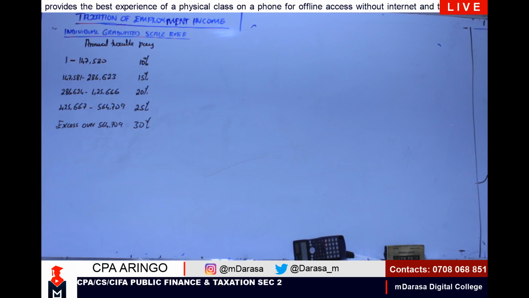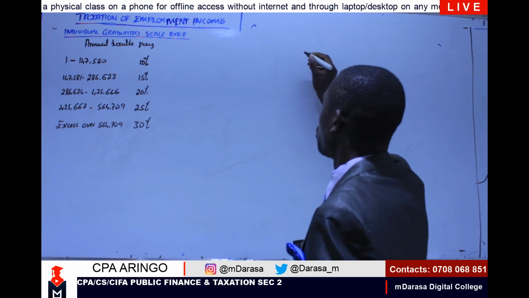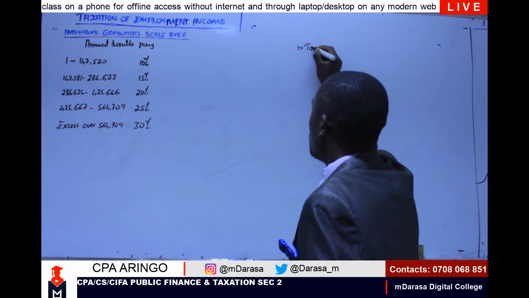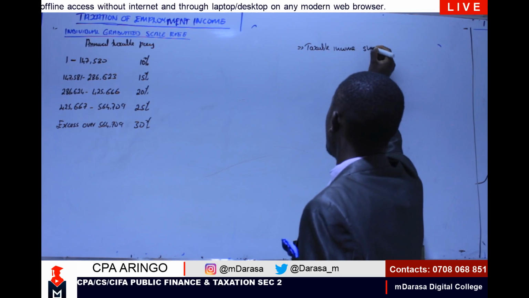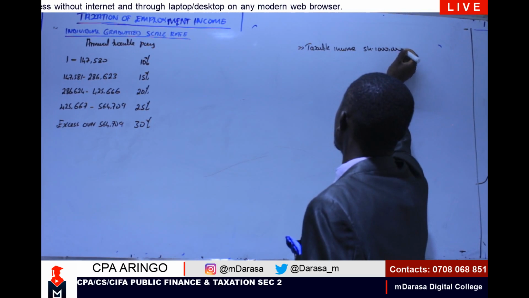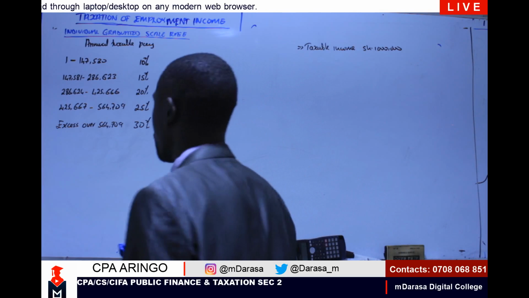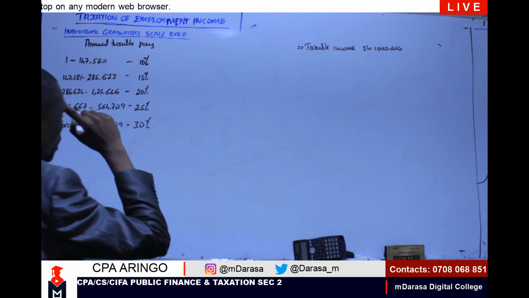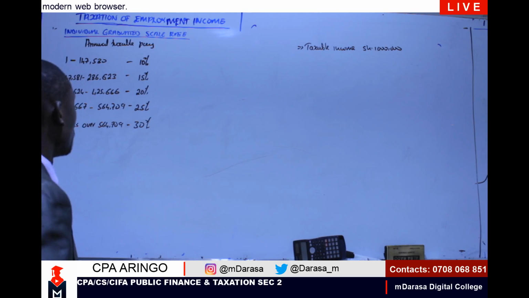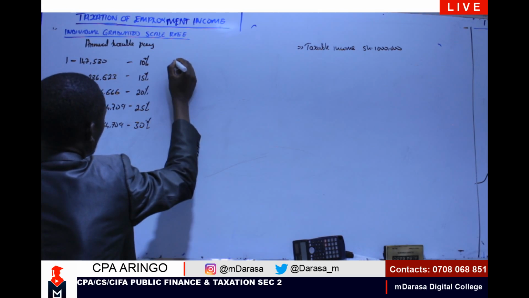Now, looking at it, how will you determine your taxable income? Take this case, assuming I'm having an individual who has a taxable income of 1 million shillings, and you want to tax that person. How will you use this scale rate? That is very simple, because this is how you're going to work it out, the graduated scale rate.